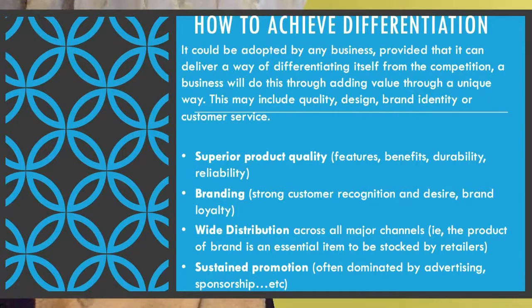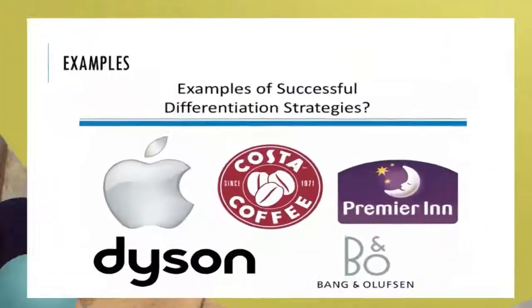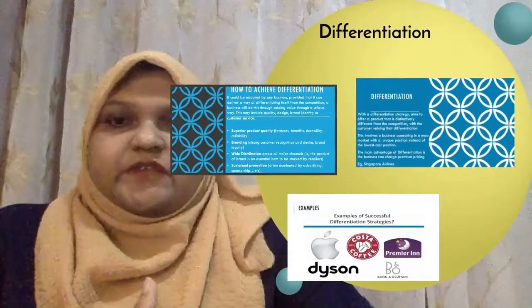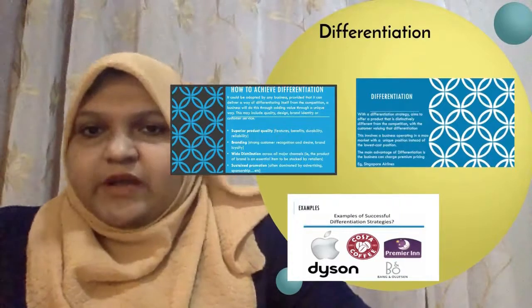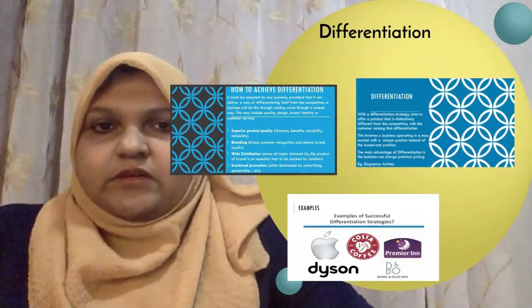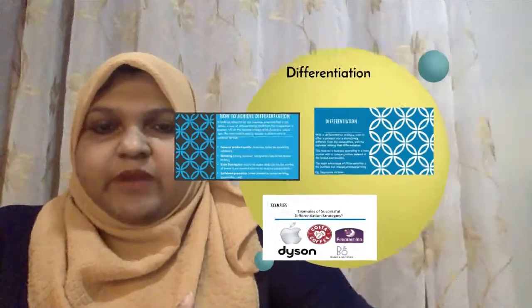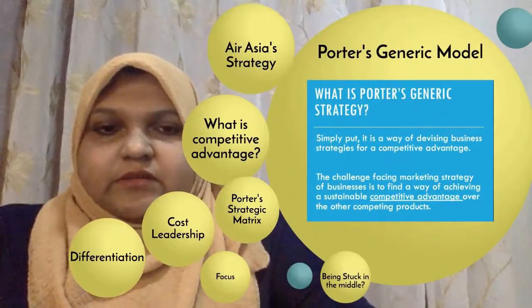Wide distribution across all major channels, that is, a branded product is an essential item to be stocked by retailers. Sustained promotion, often dominated by advertising, sponsorship, etc. So some examples of successful differentiation strategies are used by companies like Costa Coffee, Dyson, Apple, and so on. These companies have been providing a differentiated product, and people have been willing to pay a higher price for them because people value the added value in the product.